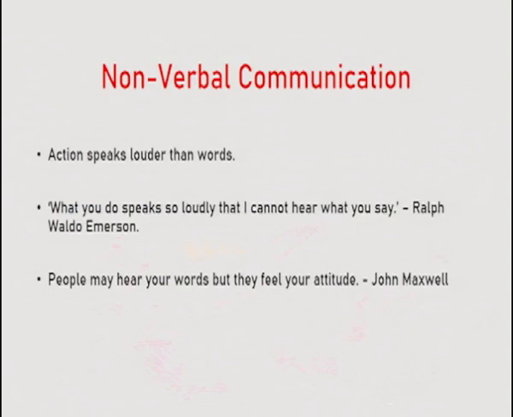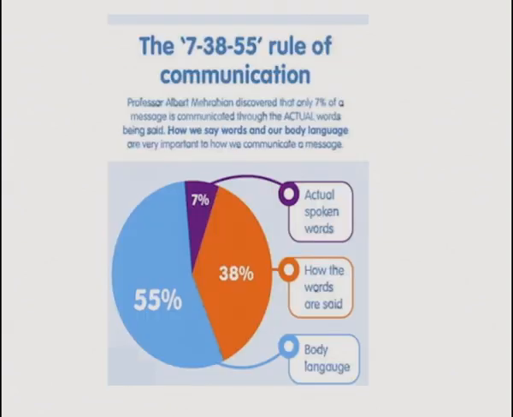And this is a diagram which describes how communication is broken down and what are the rules for each of them. When we divide it, we see that 55% is body language, 38% is how I say what I want to say, and 7% is the spoken words only. And this is not an ordinary diagram that I brought to you. It is a study which was done by Professor Albert Mehrabian, who discovered this, that actual words are only 7%.